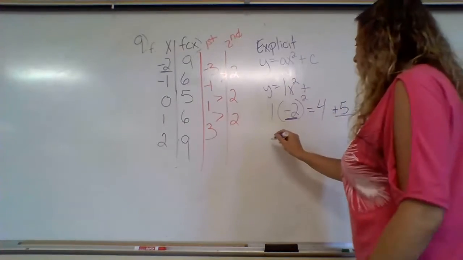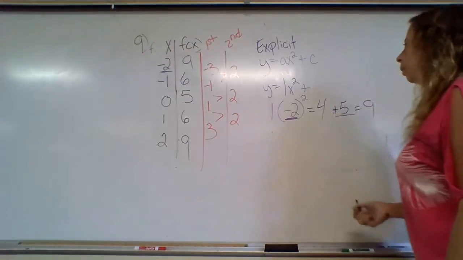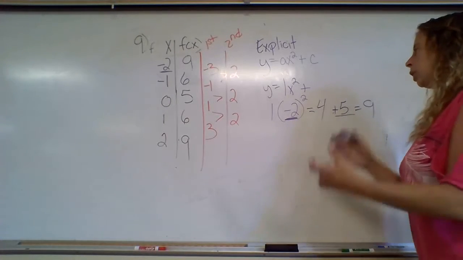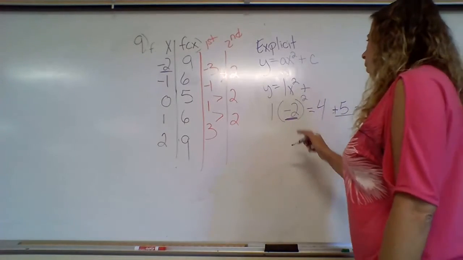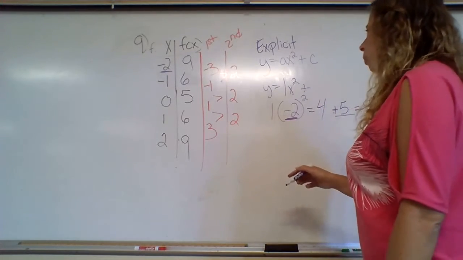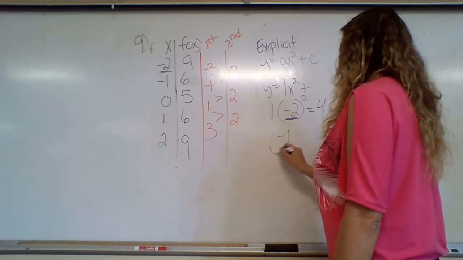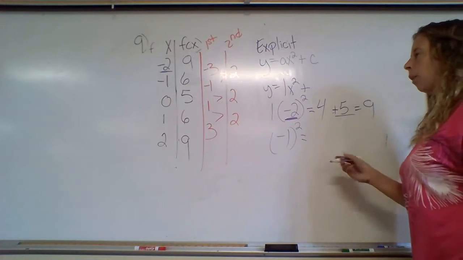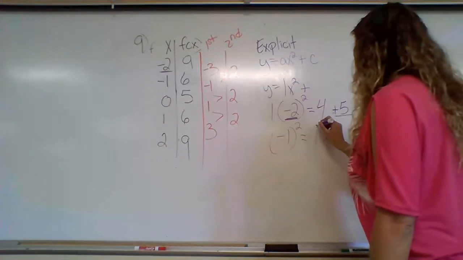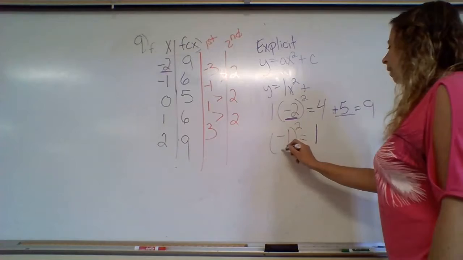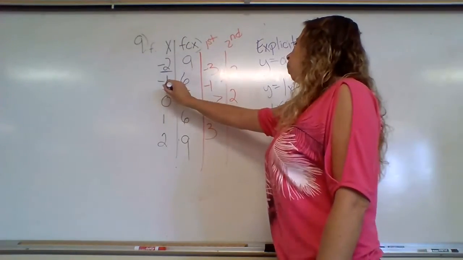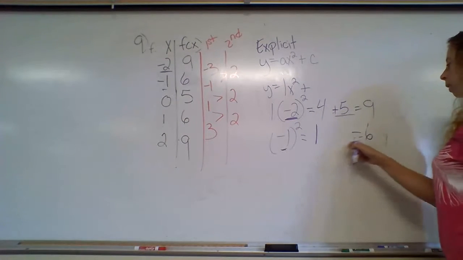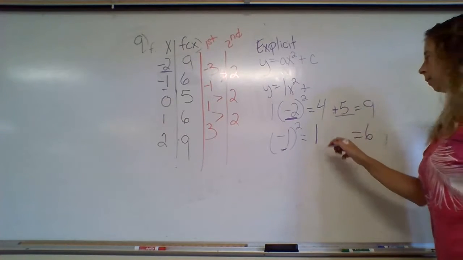We can try another one. You don't have to write that you're multiplying by 1 because it's redundant. Anything multiplied by 1 is just the other thing. So really you can just do x squared. So let's do -1. -1 squared equals -1 times -1, which is +1. But when x is -1, y is supposed to be 6. How do I get from 1 to 6? I add 5.